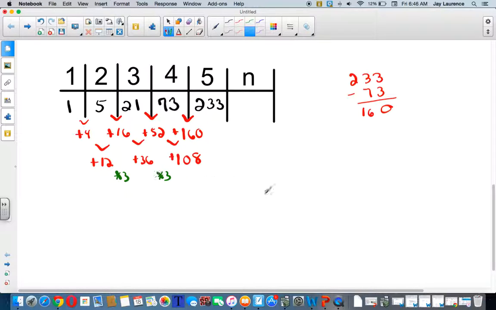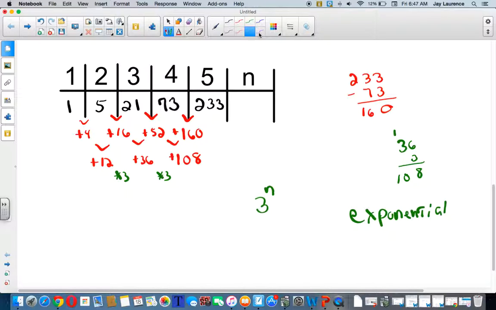It would be exponential. So let's check it. 36 times 3, we're going to get an 8, carry the 1. 3 times 3 is 9, plus the 1 is 10, 108. It is. This is an exponential pattern. All right, so I take this number that's being multiplied, and that becomes my base. And my exponent becomes the variable.